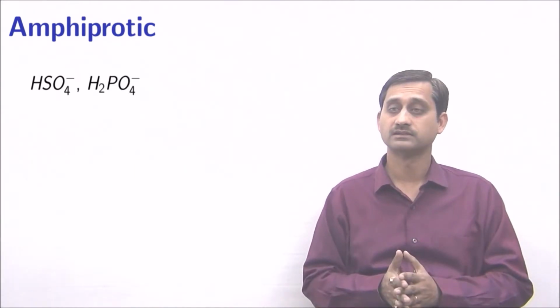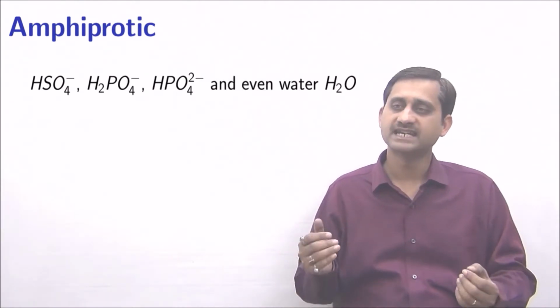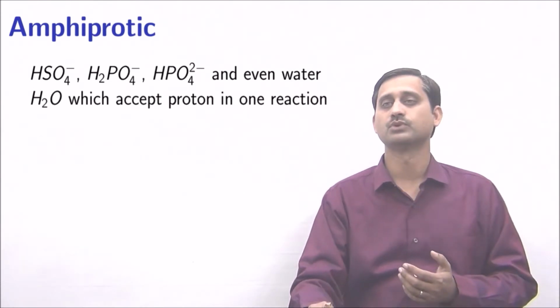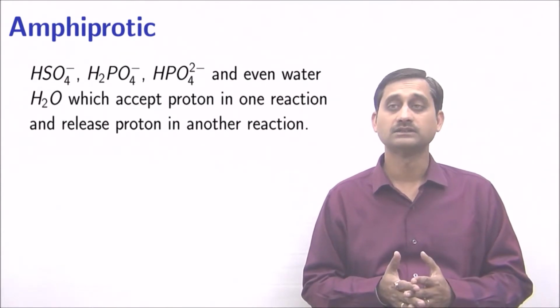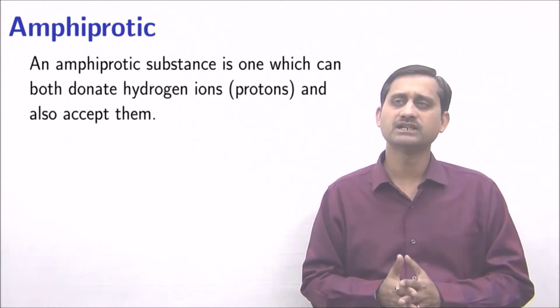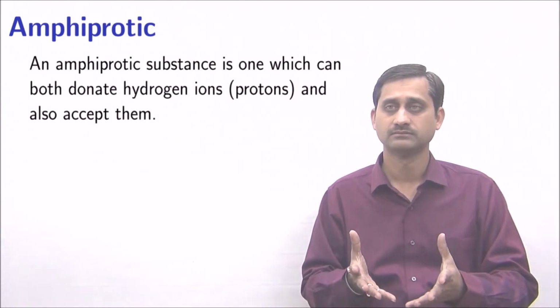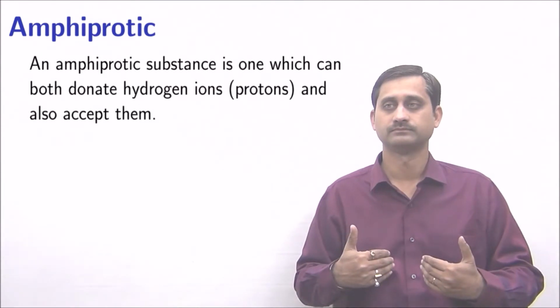Here we find many species such as HSO4-, H2PO4-, HPO42-, and even H2O, that is water, which accept a proton in one reaction and release a proton in another reaction. Such substances are termed amphiprotic. An amphiprotic substance is the one which can both donate hydrogen ions, that is protons, and also accept them.